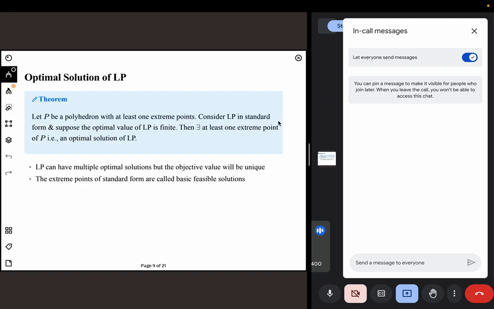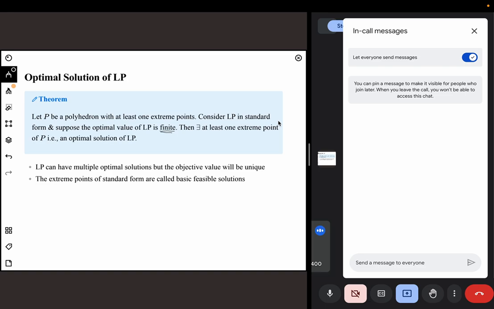Okay, so now we have formulated the problem. The question is, how do you find the solution of it? So what is the solution of this problem? There is a theorem that says that if P is a polyhedron with at least one extreme point, consider the LP, the linear programming problem, in the standard form, and suppose the optimal value is finite. So we are assuming, again, as in the first week of lectures, we discussed that existence is the first criterion that needs to be satisfied. Only if some optimal exists, if we know that it exists, then we can go and try to solve it in some way.